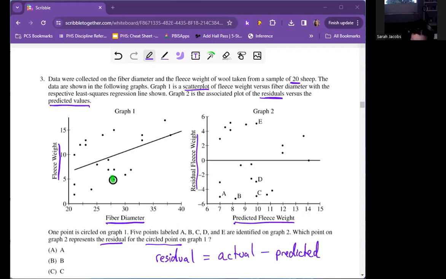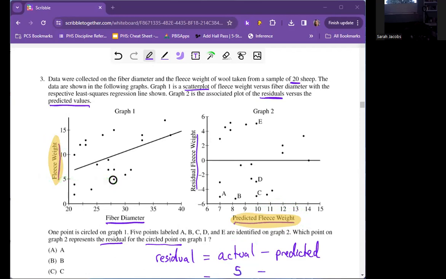So let's look at this point. The actual is the actual fleece weight. So this is important. Fleece weight and predicted fleece weight, that is what is going to link these two things. So the actual fleece weight for this point is about 5. I'm not going to get too fussy with it. That dot is around 5.